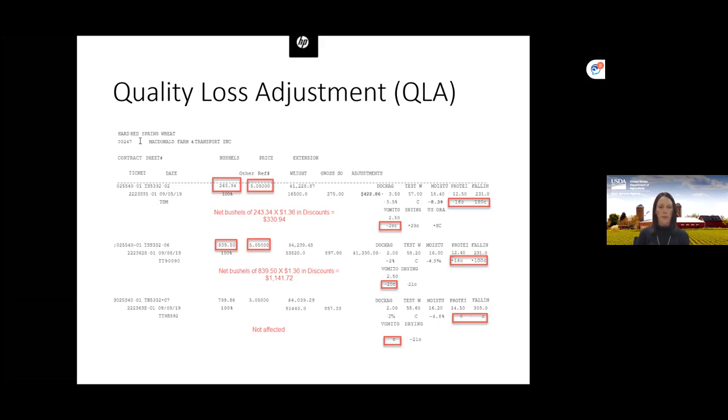The next load also has our net bushels, our price before discount of $5.05. Again, our discounts are the same for both loads, so $1.36. So we're going to take our 839.5 net bushels for the second load times the $1.36, gives us $1,141.72. The third load was not quality affected, so it wouldn't be included on the application.